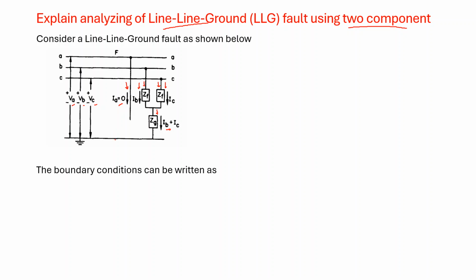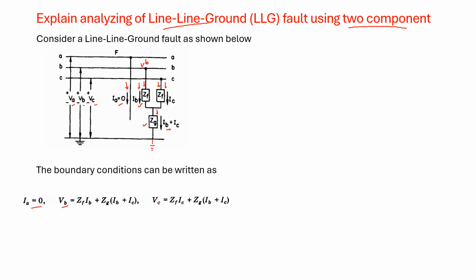Now from this fault we can write the boundary conditions as IA is 0, that is no current coming out phase A. VB is equal to ZF into IB plus ZG into IB plus IC. So obviously VB, this is the potential with respect to ground. So it is equal to the voltage drop across IB plus ZF and then plus the voltage drop across the ground impedance ZG into IB plus IC.